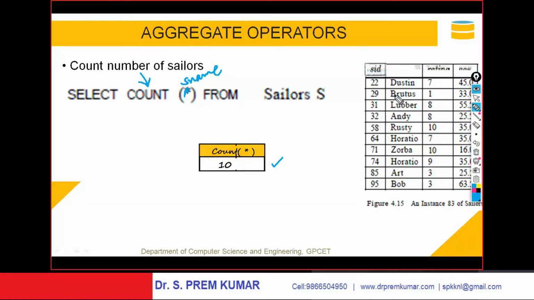How many names are there? 1, 2, 3, 4, 5, 6, 7, 8, 9, 10, and hence your output is 10. Asterisk you can use, or name, or age, or rating, anything. It counts how many values are there. If there are no doubts, I'm proceeding to the next concept.